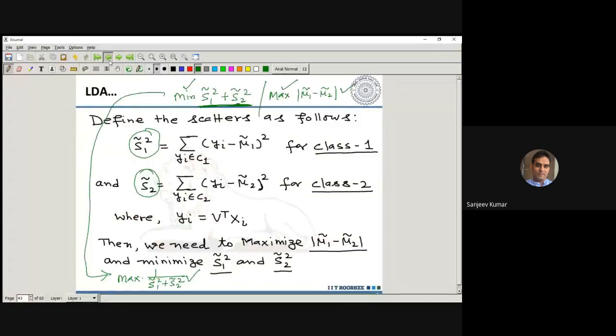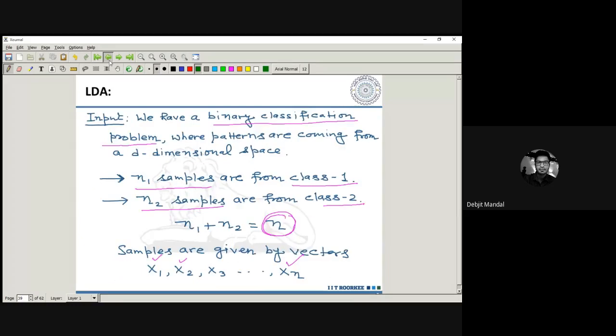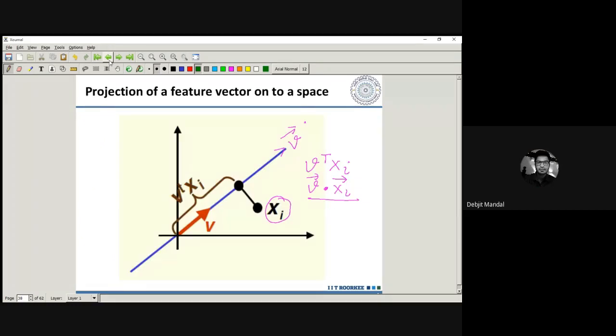Sir, in one of the slides you showed us the direction as V transpose. Can you just show us that slide once? Which one? Sir, in LDA, you showed us the direction. Let me see, which one are you saying? This one? No, the previous slide, sir. Yes, this one. Sir, how you said the direction as V transpose X. Can you please explain again?